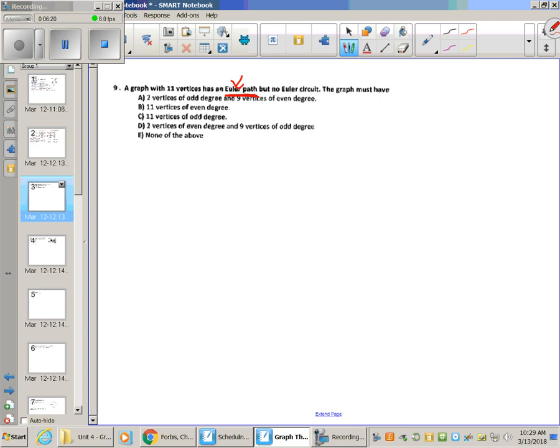Okay, if you see that, you should be thinking exactly 2 odds. That's the only way that could work. So A says 2 vertices of odd degree and 9 vertices of even degree. Well, that is literally what I just said. It has exactly 2 odd degrees and the rest are even, so it has to be A.